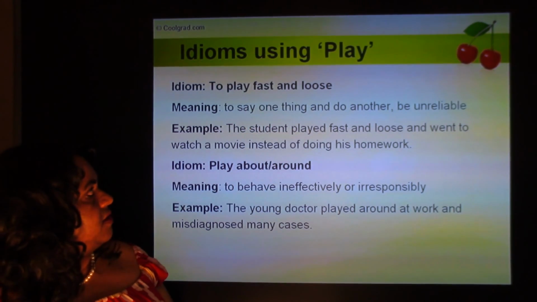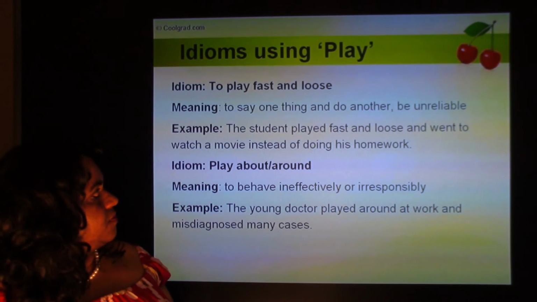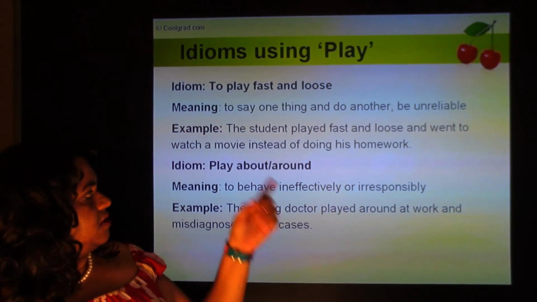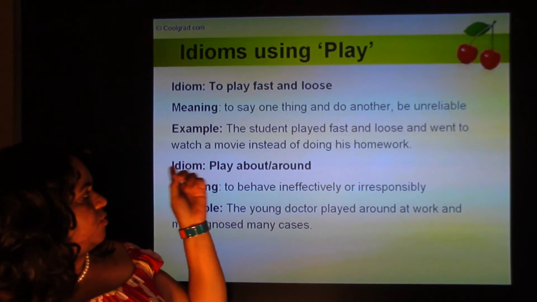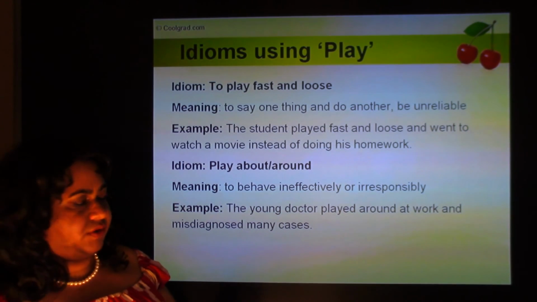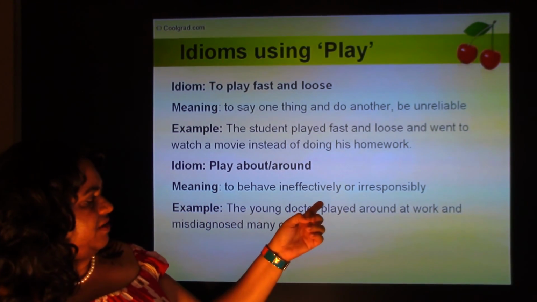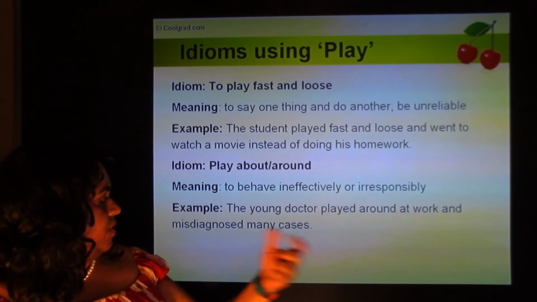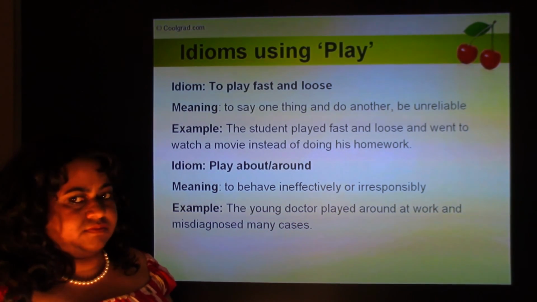Idioms using play. To play fast and loose means to say one thing and do another, to be unreliable. The student played fast and loose and went to watch a movie instead of doing his homework. Play about or around means to behave ineffectively or irresponsibly. Example: the young doctor played around at work and misdiagnosed many cases.